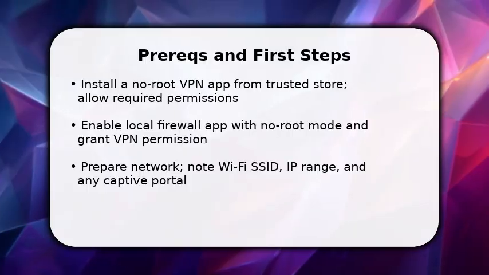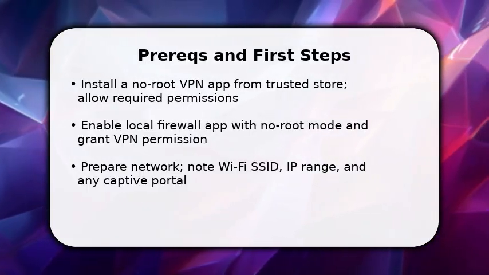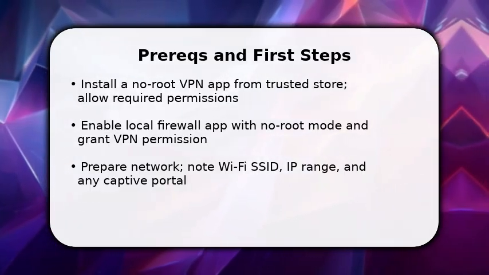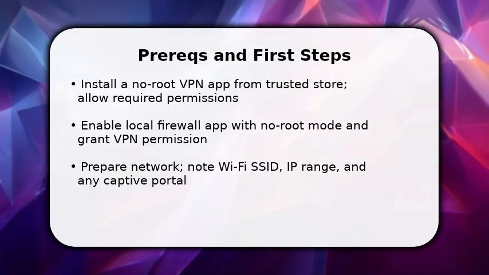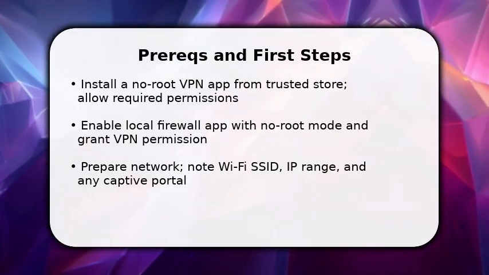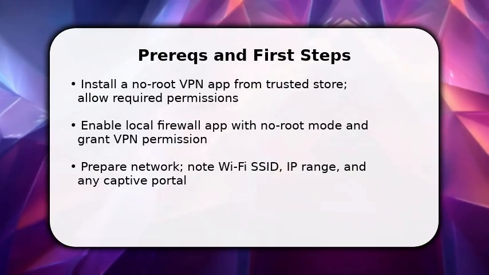You start by confirming prerequisites: a No Root VPN app and a compatible local firewall that uses Android VPN API. Install both and accept only necessary permissions. Open the firewall first, enable No Root or VPN mode, and let it create a local VPN tunnel. Once done, switch to the VPN app and confirm it does not request root.